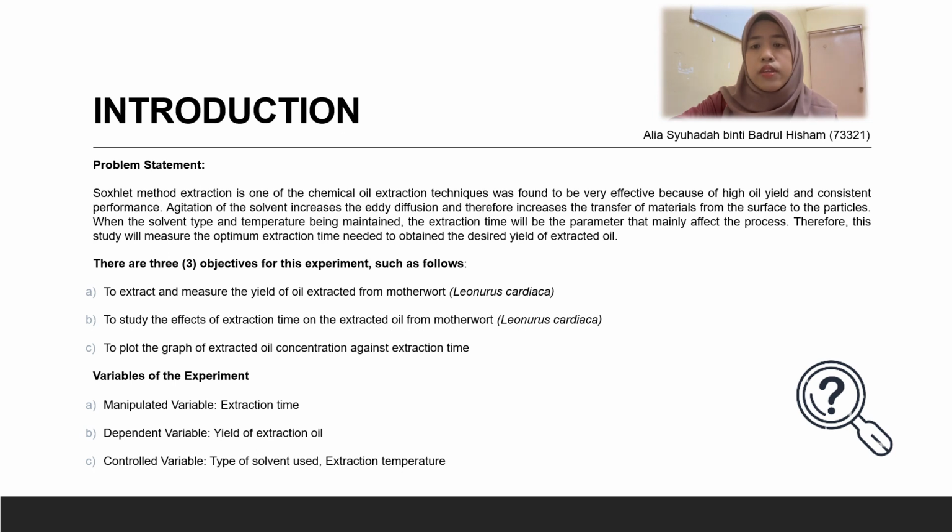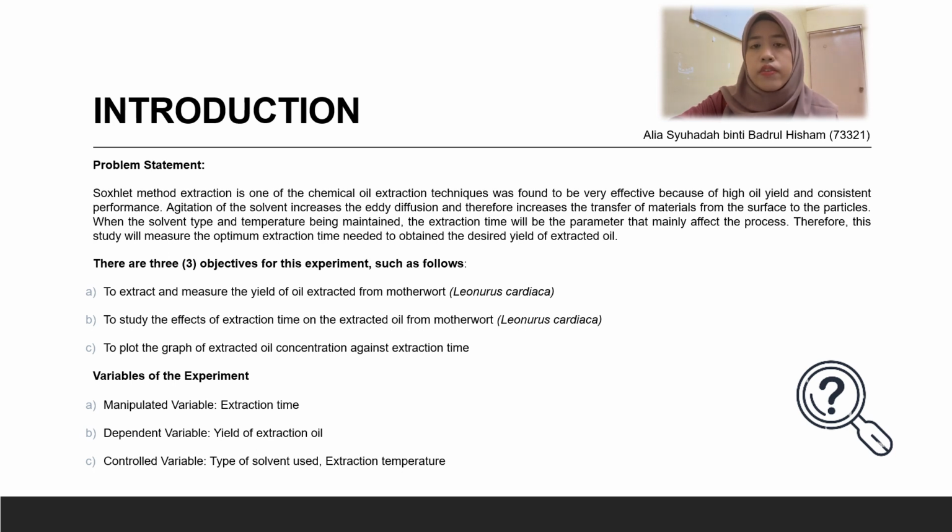There are three objectives to achieve at the end of the experiment. Firstly, to extract and measure the yield of oil extracted from motherwort, which is Leonurus cardiaca. Second, to study the effects of extraction time on the extracted oil from motherwort. And lastly, to plot the graph of extracted oil concentration against extraction time.